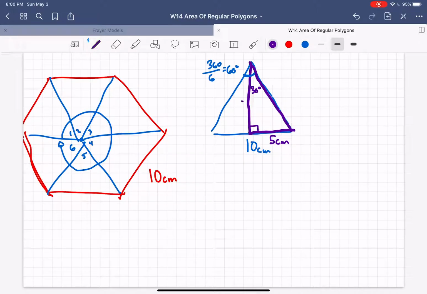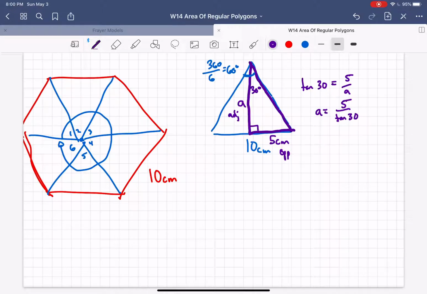And we want to figure out the apothem. So we have to rely back on our trig. And here we would have opposite and adjacent. So we would end up doing the tangent of 30 is equal to 5 over the apothem. Or we can do that switcheroo to get 5 over the tangent of 30.